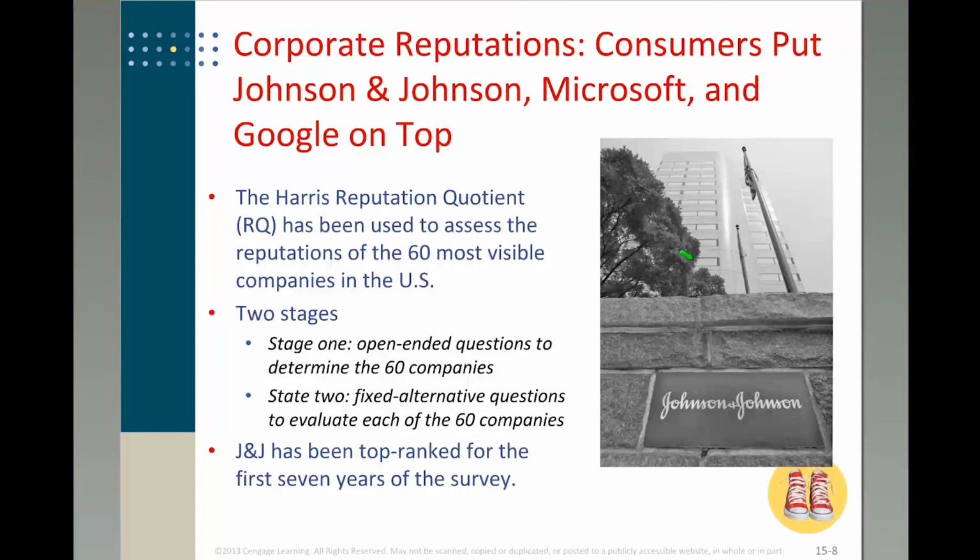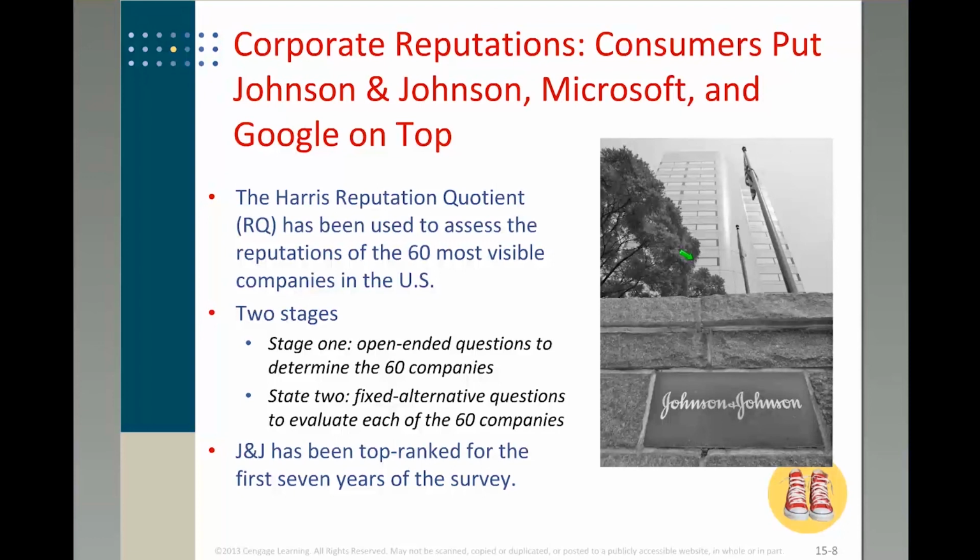Well, as you can imagine, the 60 most visible companies in the US will change from time to time. A company like, for example, Google or Apple a decade ago was relatively small, but they grew so fast. So the first step for the survey will be to determine which 60 companies they want to assess.